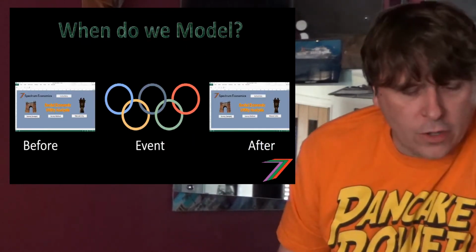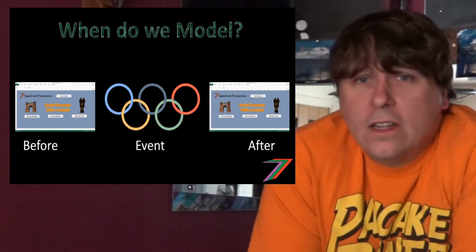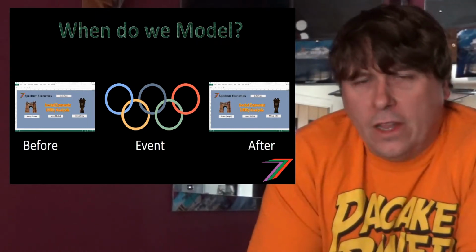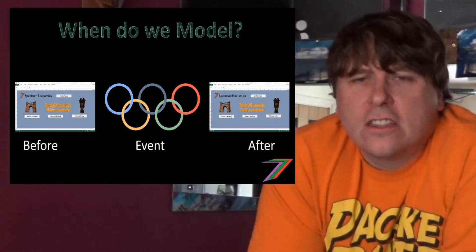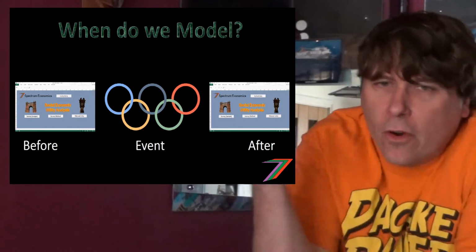So when do we model? We looked at the type of things you could model. I would say probably two points in time I recommend modelling. As I mentioned before, modelling is good to predict certain outcomes looking into the future. So you would do your economic modelling before a particular event.